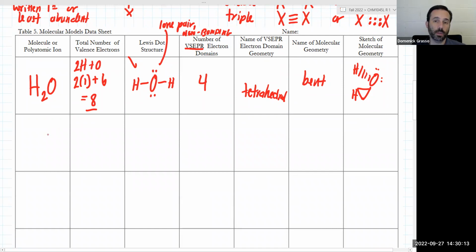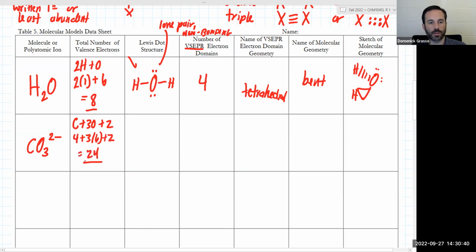This is going to help us also think about multiple bonds. We're going to do CO3 2 minus. If I'm doing carbonate, the first thing I have to do is sum up all my valence electrons: carbon, 3 oxygens, plus 2 electrons from my charge. Carbon's 4, each oxygen is 6, plus 2, that's 18, 20, that's 24 valence electrons.